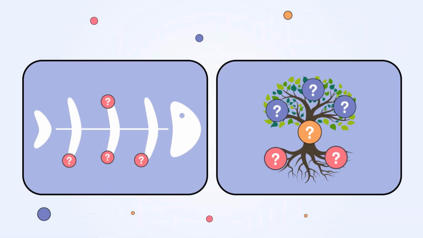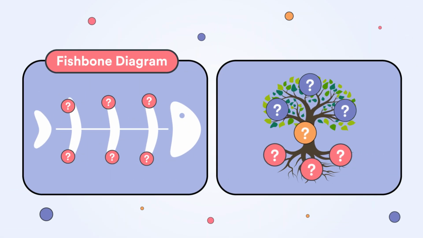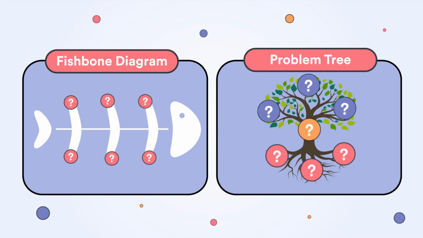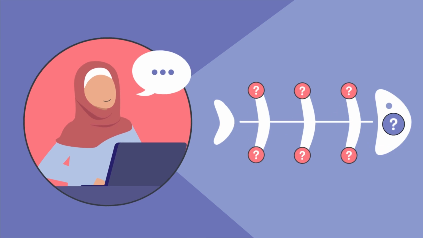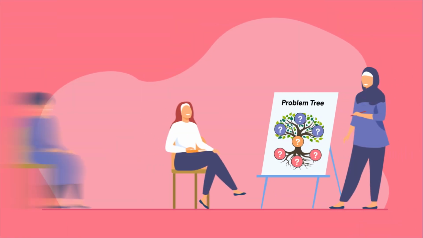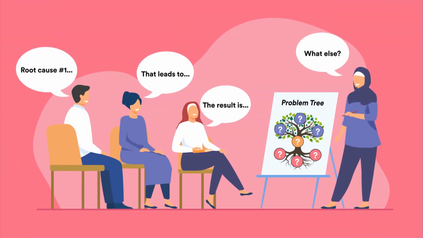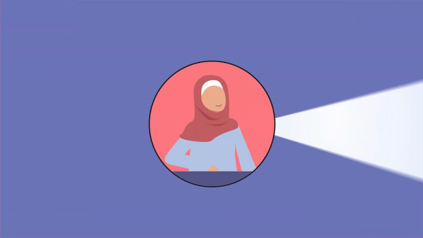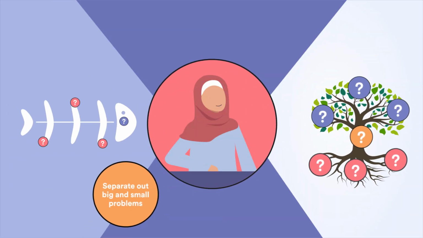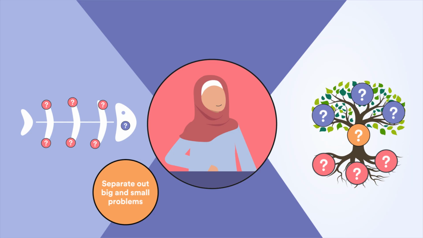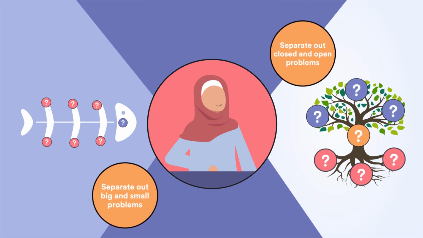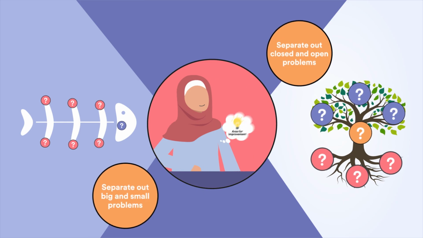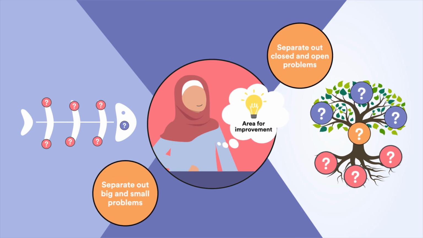Which analysis tool appeals to you? The fishbone, or the problem tree, or both? Try them out for yourself or in a discussion with colleagues to analyze a problem. You can use these tools to separate out the big problems that you can't fix from the smaller problems that you could start to work on, separate out closed problems from open problems, and identify an area for improvement that is manageable.